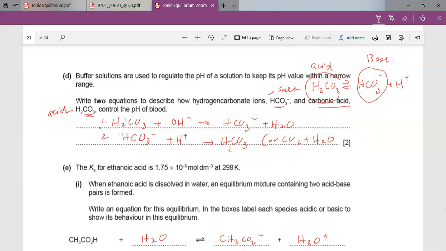So when your blood is alkaline, this fellow here will come into action. They want you to double carbonic acid, not this one now. So it depends on the question, because this fellow here can act as a base or an acid. So this one plus OH minus gives you your hydrogen carbonate here and water. And if it's acid, this fellow here will act as a base and will accept the H plus to become carbonic acid, or carbon dioxide and water.